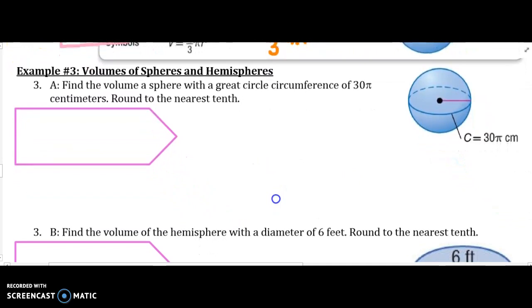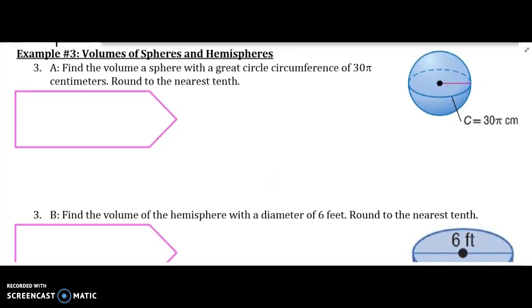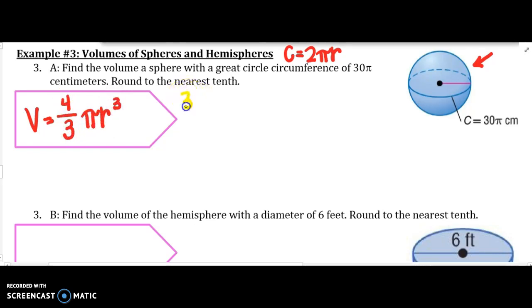All right, find the volume of a sphere with the great circle circumference as 30 pi. All right, so we know how to do that. Circumference is 2 pi r. And I need my radius to solve for my volume of my sphere. So I know I need 4/3 pi r cubed, and I'm missing my radius, so I need to say my circumference, 30 pi, equals 2 pi r. Divide both sides by 2 pi. My pi cancel, so I get 15 equals my radius.